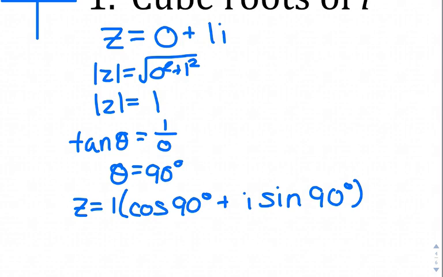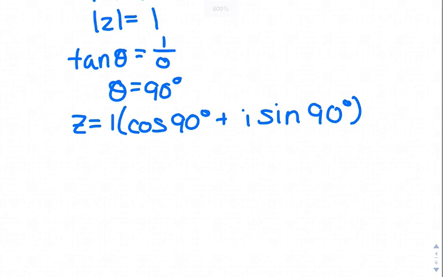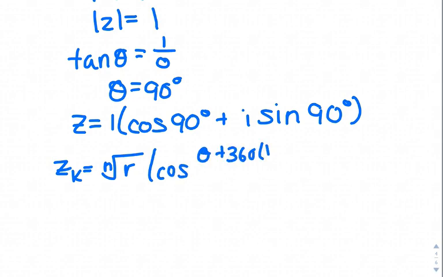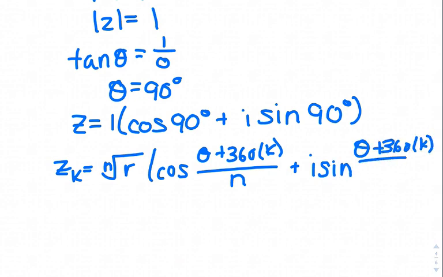And now what I do is I use that formula on my reference sheet, which is c subscript k equals the nth root of r times cosine of (theta plus 360 times k over n) plus i sine of (theta plus 360 k over n). So that is on your reference sheet, remember?